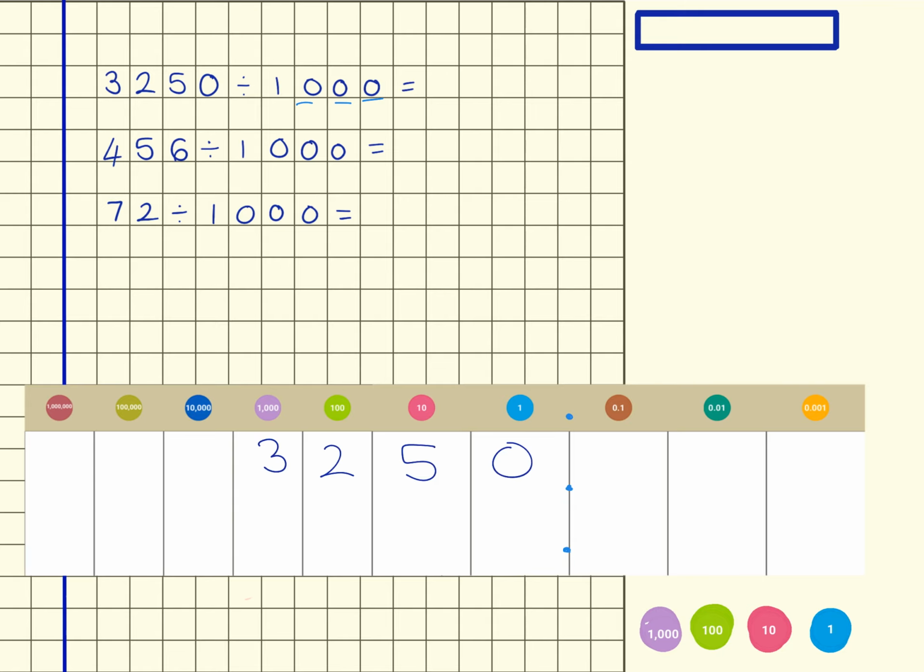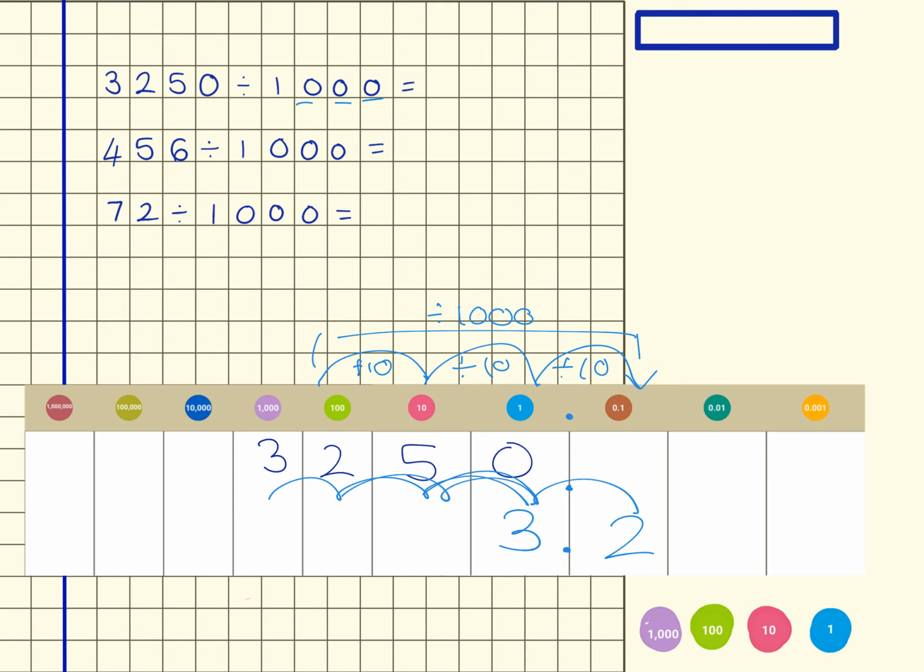We know, don't we, that 10 times 10 times 10 is the same as 1,000. So if I'm dividing by 1,000, I would divide by 10, divide by 10, divide by 10, which is the same thing, which is why we're moving those digits 3 place value columns to the right. So let's start here. So 1, 2, 3, 1, 2, 3, 1, 2, 3. So we end up with 3.25.